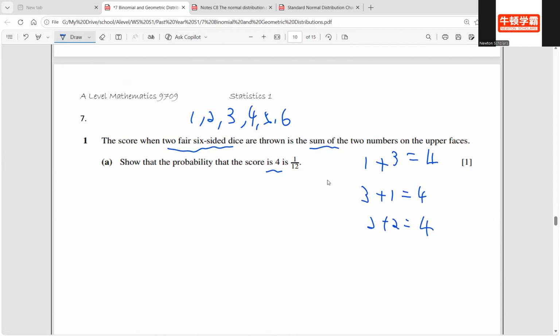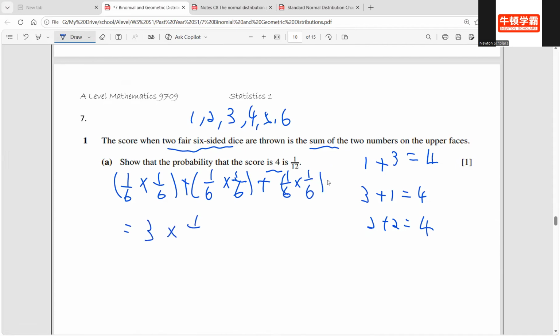If I want to get 1, the probability is 1/6 because we have 6 sides. To get 1 is 1/6, for 3 it's also 1/6. This is the first case. Then the second case, 3 plus 1, same, 1/6 times 1/6. Then plus 2, 2, also 1/6 times 1/6. Some students may straight away use 3 times 1/6 times 1/6, which can be accepted because you get the same answer. However, he asks you to show it, so you need to show that the answer is 1/12.